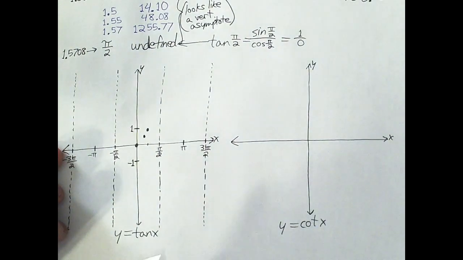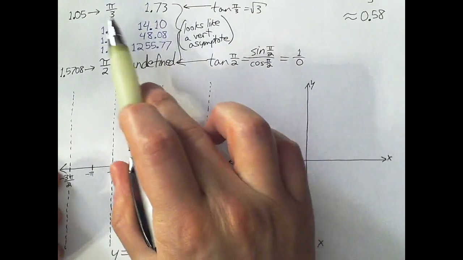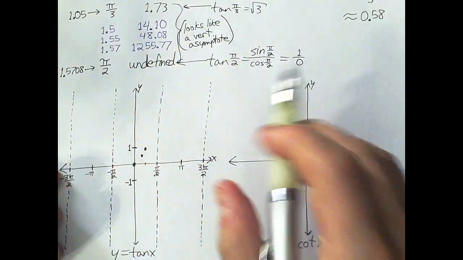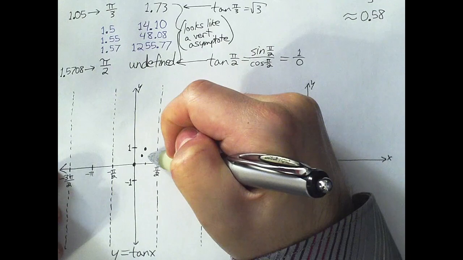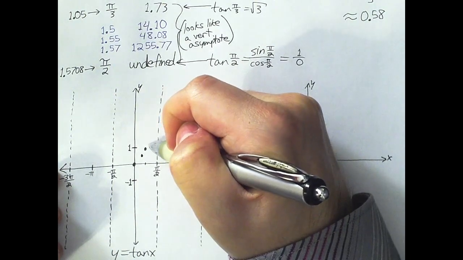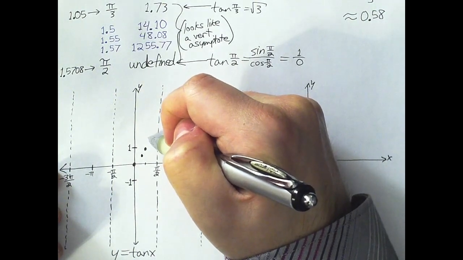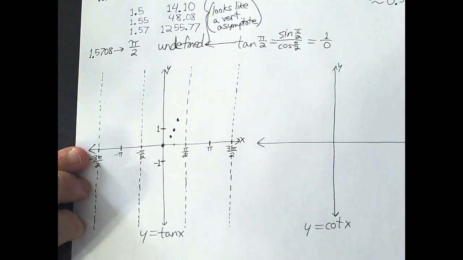What's another point we knew? We knew pi over 3 comma 1.73. Here's, say this is pi over 3, 1.73. I'm gonna zoom in on this now. See what we've got so far.